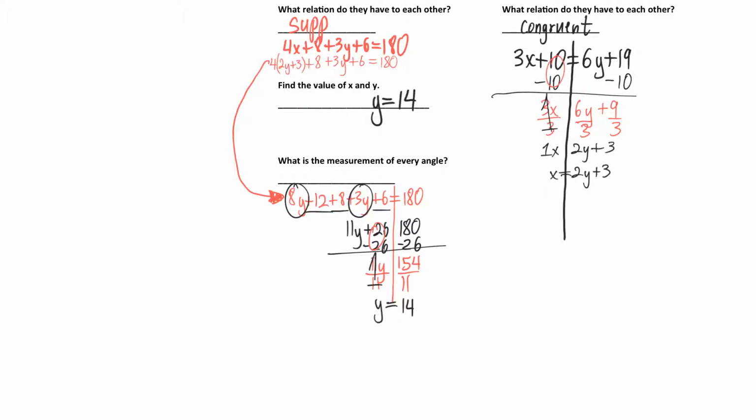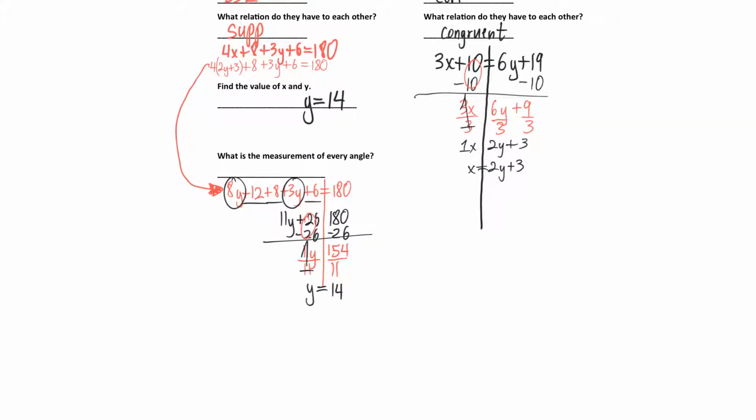Now from here, I can take that value of y and plug it into any of the equations that I've set up. So what I want to do is just go to the easiest one that I have. What's the easiest equation I've got? X equals 2y plus 3. So if I take 14 and plug it in right there, 2 times 14 plus 3, what's 2 times 14? 28. And 28 plus 3? 31. So there you go. X equals 31. That was smart.